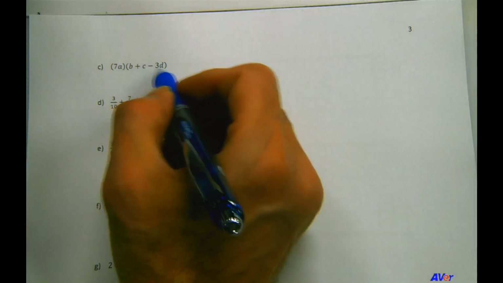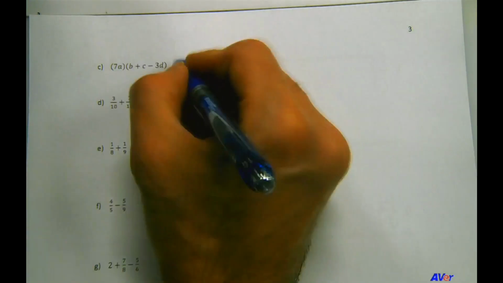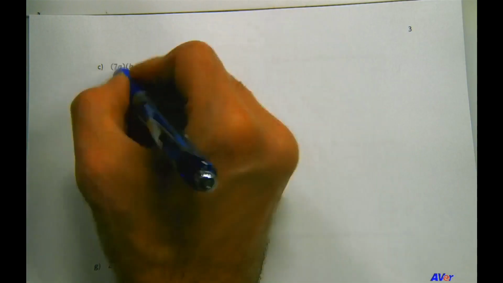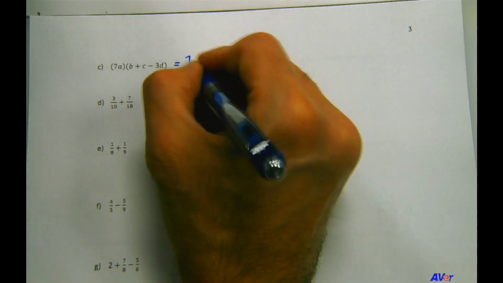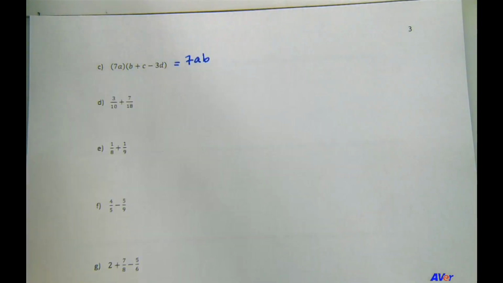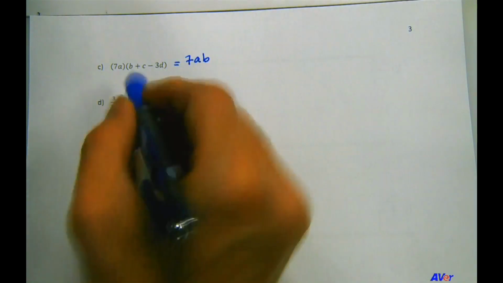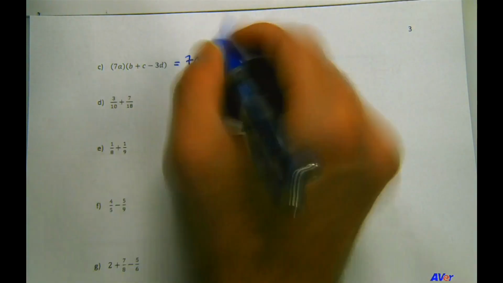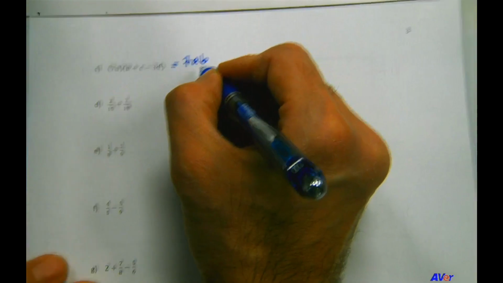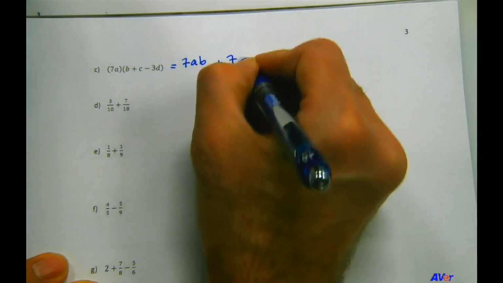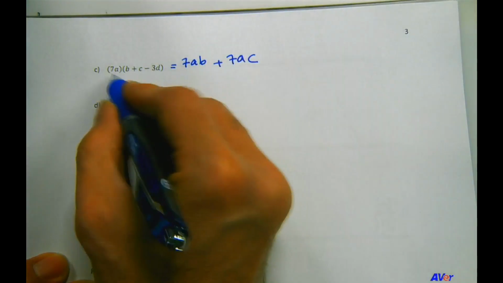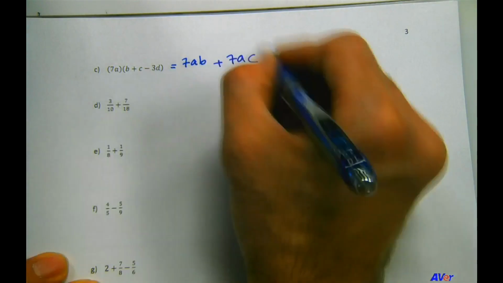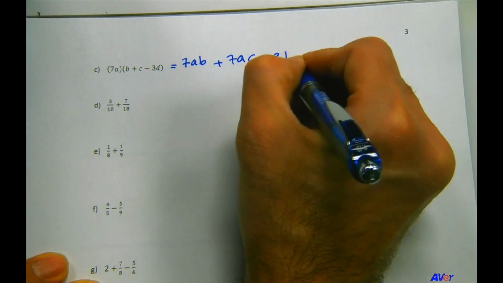Okay, here we have 7a times everything in this parentheses. So to simplify, simply distribute. 7a times b is 7ab. Okay, 7a times c is 7ac, and 7a times minus 3d is minus 21ad.